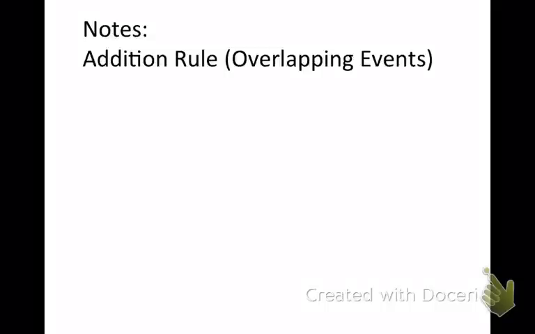Today we're going to get into the probability of overlapping events. So we are going to be using something called the addition rule for probability. This is when two things are happening at once and those two individual events have some overlap in them. And how do we account for that probability?